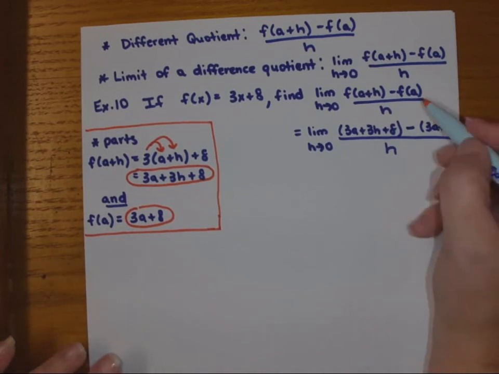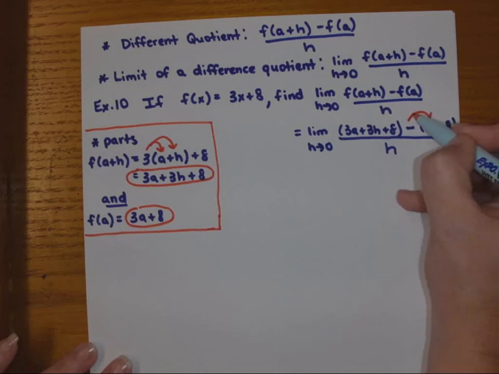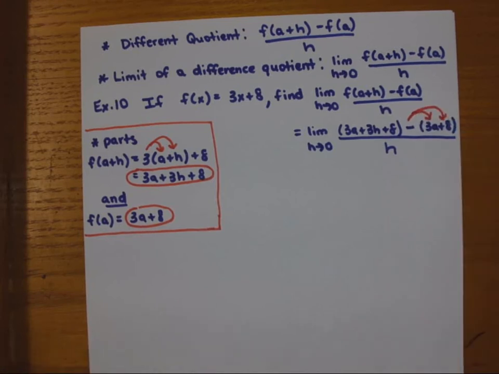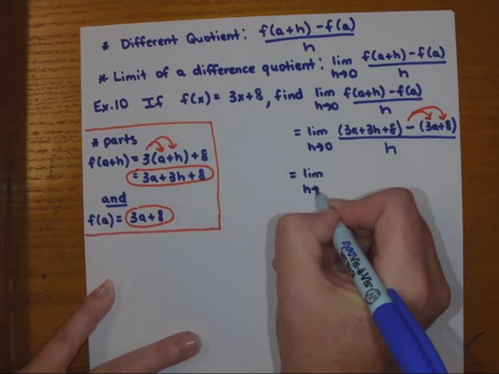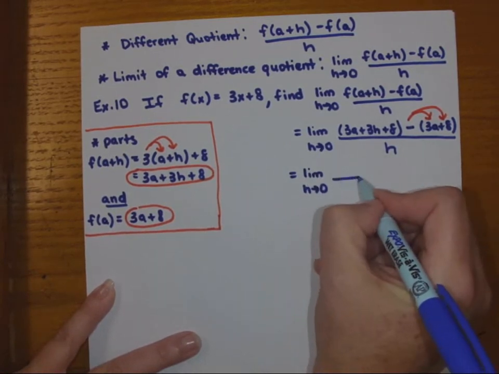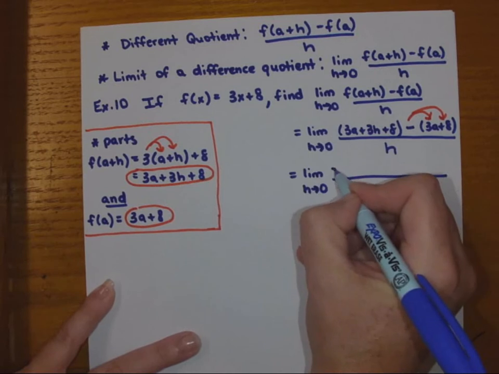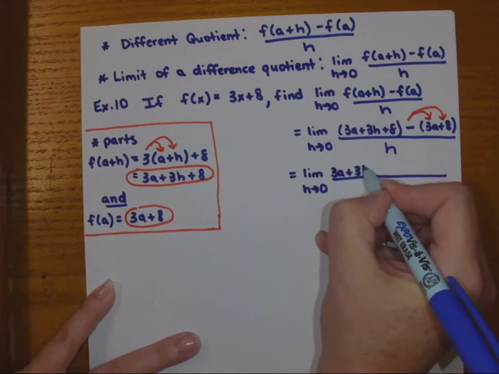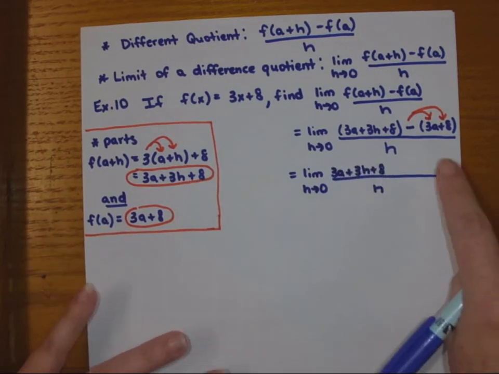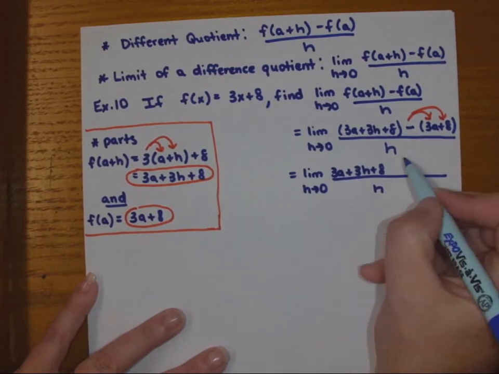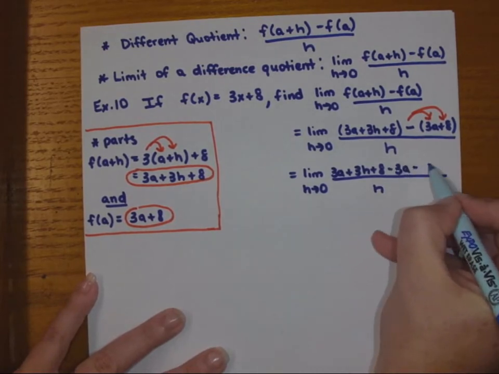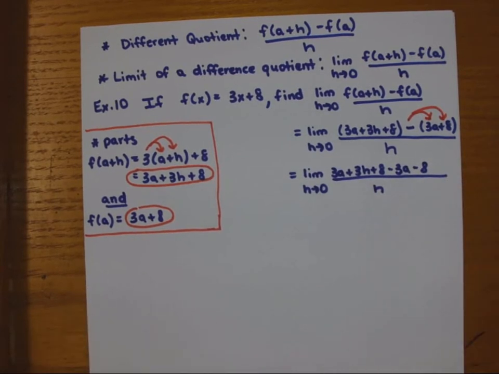Notice I'm putting parentheses around each of those parts so I keep them separate. Okay, so now let's see if there's any simplification. So this minus sign can actually distribute to both of those things. So let's write down the next step. Notice every step along the way I'm continuing this limit as h approaches 0 notation. So the first parenthesis stays the same. But the second parenthesis, notice the minus sign is going to change the sign in both terms. So minus 3a minus 8 is what I have.